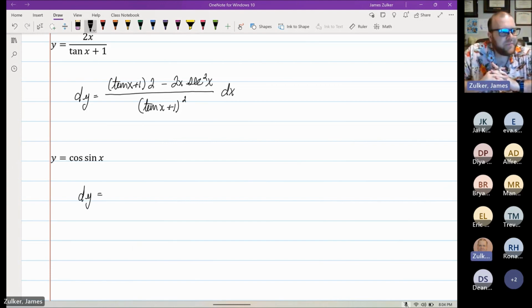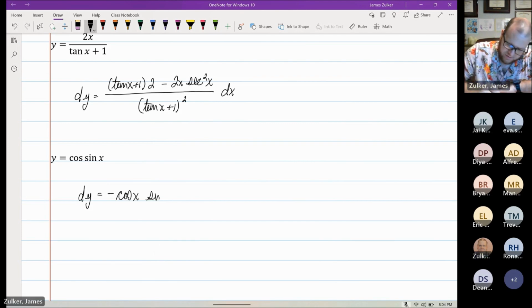Derivative of the function. Well, we're dealing with a cosine function, right? So the derivative of cosine of u is u prime times negative sine of u. Then times dx.